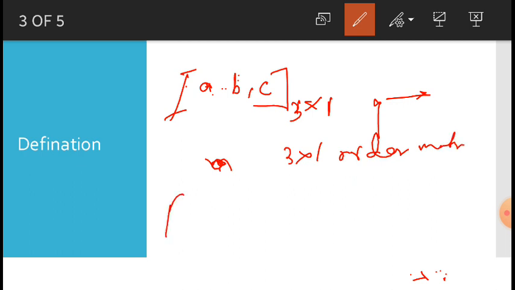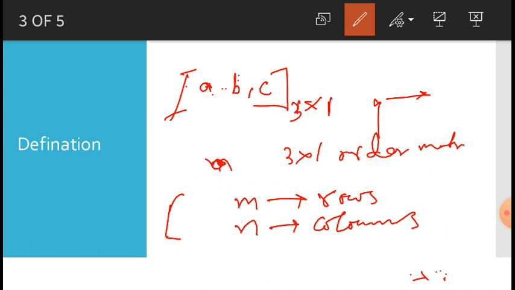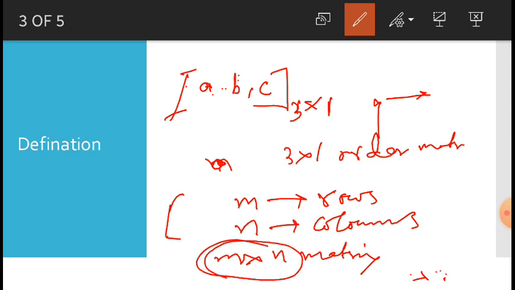So this way, if a matrix has m rows and n columns, then the matrix is called an m by n matrix. It is written as m into n, and it is read as m by n. You need to remember that whenever you read this, you will say m by n order matrix.